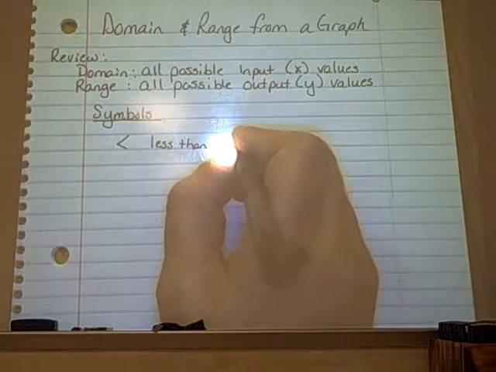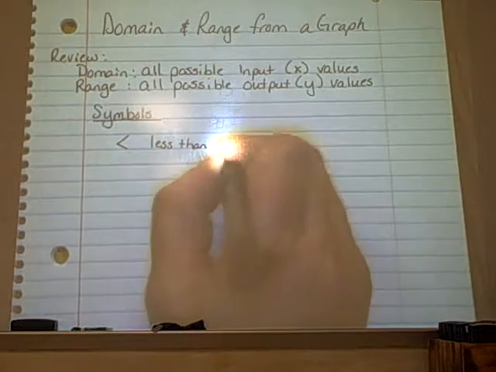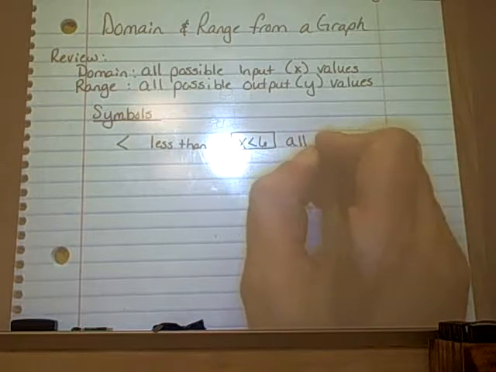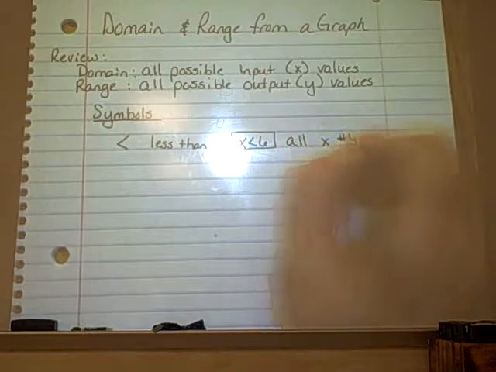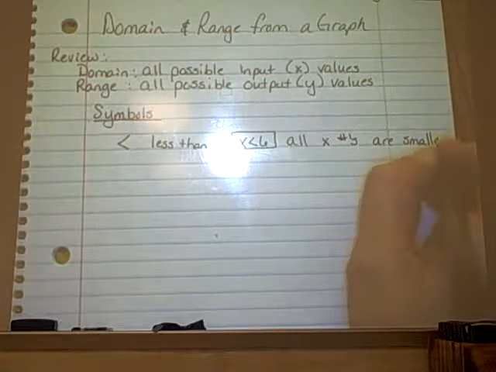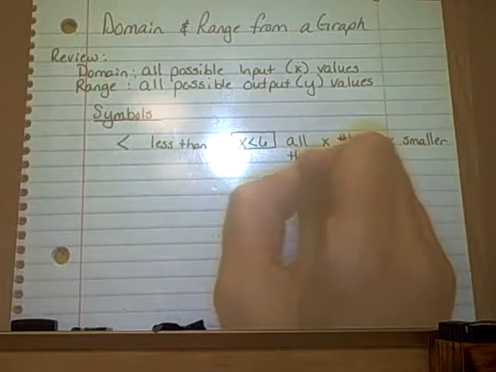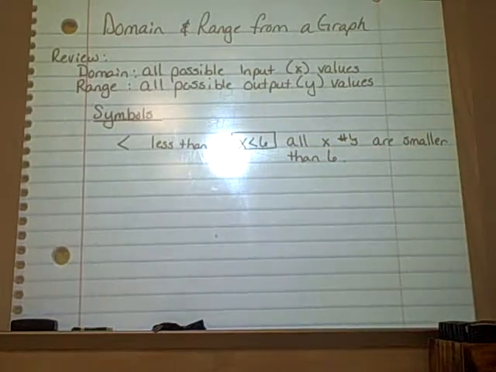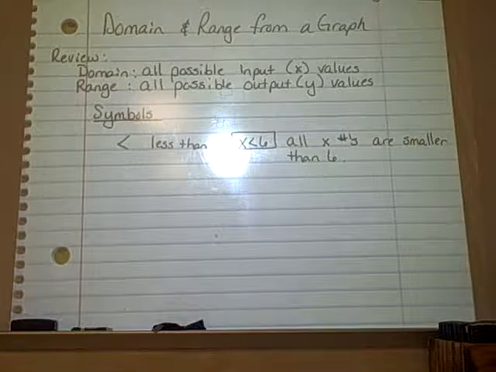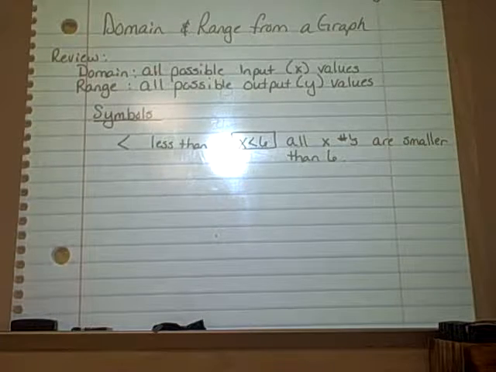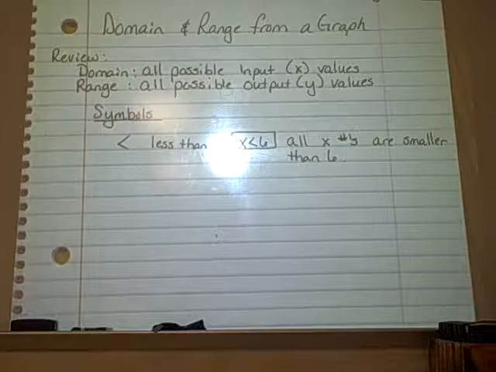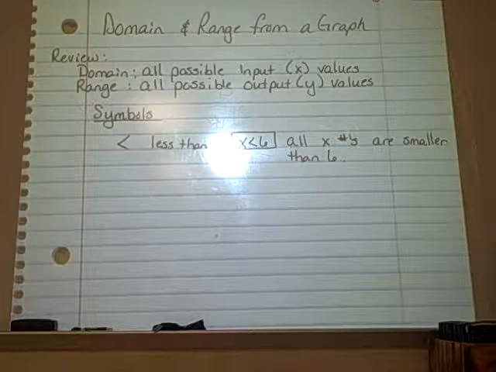So, for example, if I say x is less than 6, that means all x numbers are smaller than 6. They're all smaller than 6. They don't include 6. They all have to be smaller than 6. 5.99999 is smaller than 6, so it would be okay. But 6 is not included. Okay, only things that are smaller.